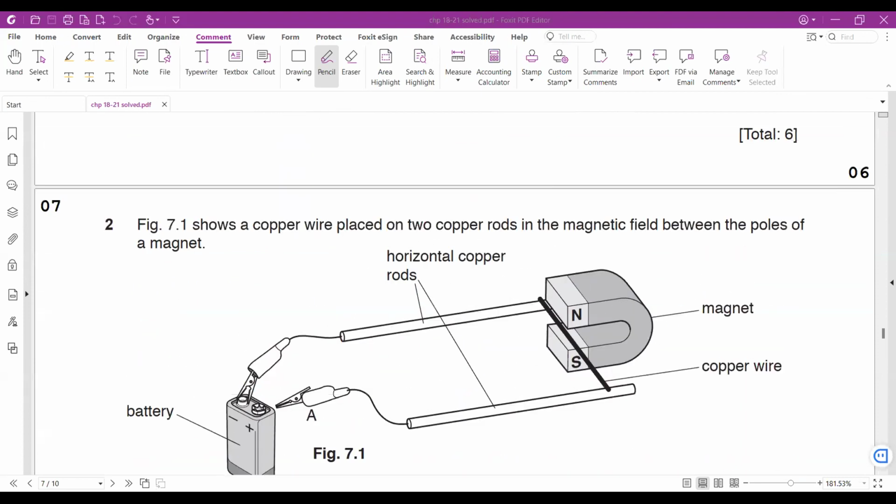Okay, so we have a current carrying conductor.